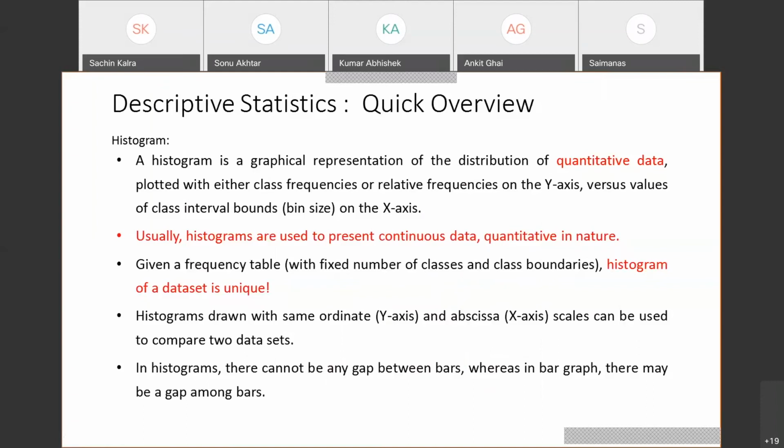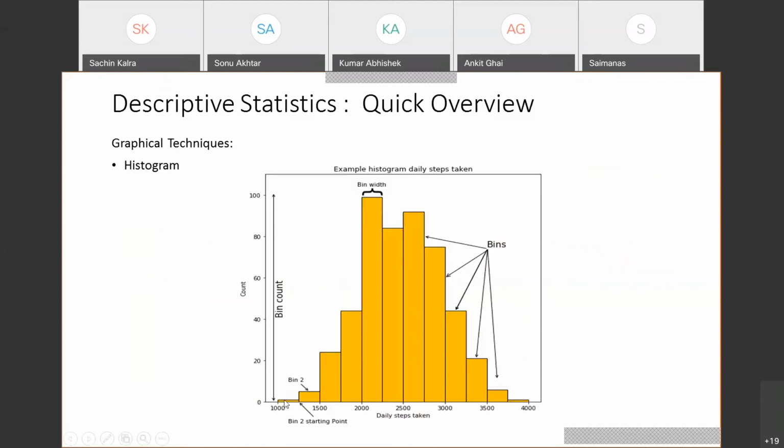Now, how is it created? It's a very simple form. You just convert the data into intervals. Then you count how many values are falling in that interval, and you plot it on the other axis. So let's suppose from 1500 to 2000, all combined we have around 22 plus 42, around 62 counts, right?